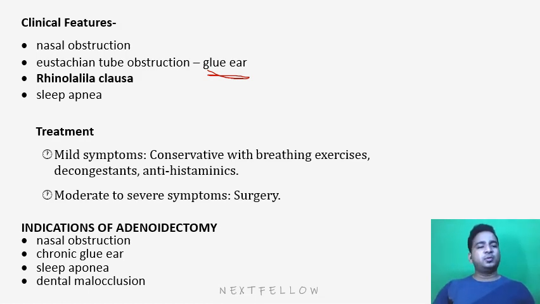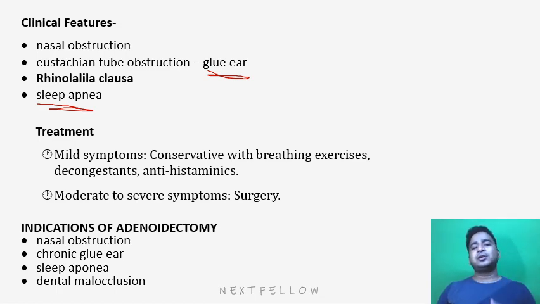And the last one is sleep apnea. I already told you, with sleep apnea the patient will have noisy breathing while sleeping. So what is the treatment? Suppose the baby is having mild symptoms. What will we do? We can use a nasal decongestant. If there is an infection, we can go for oral or IV antibiotics. Then we can use antihistaminics or some breathing exercises. But if the patient is having moderate to severe symptoms, it is better to operate and remove the enlarged adenoids.